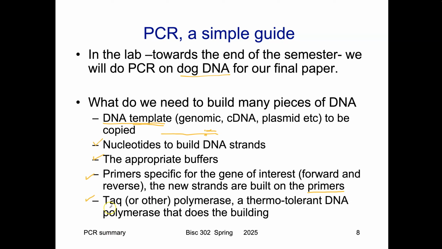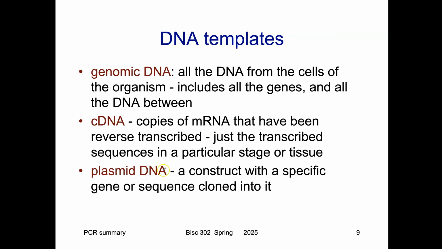Once we had machines that could increase and decrease the temperature, this is just a water bath with a rapid change of temperature, you put 1 microliter of your enzyme in there, and it can work. It doesn't get killed by increasing the temperature. We'll go through the cycles in a minute. So what kind of templates? Genomic DNA means all the DNA from the cells of the organism.